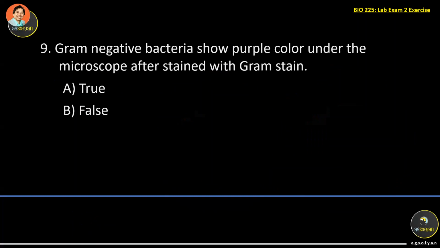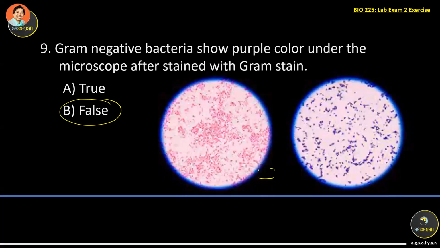Okay, gram-negative show purple color under the microscope after stain with the gram stain. Of course, the answer is false. Remember, gram-negative bacteria will be red or pink color. Gram-positive will be blue or purple color.